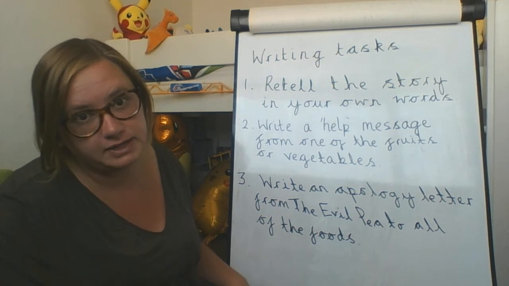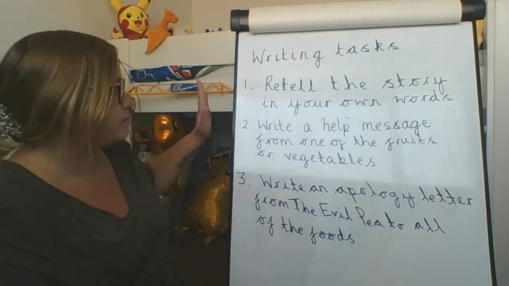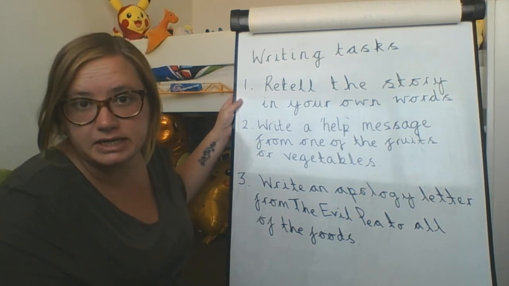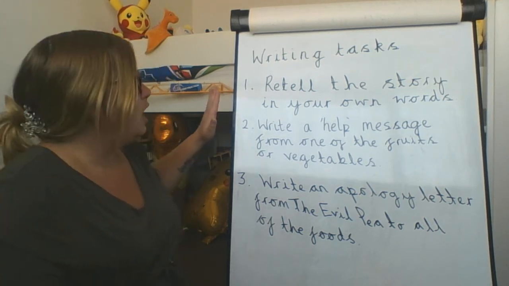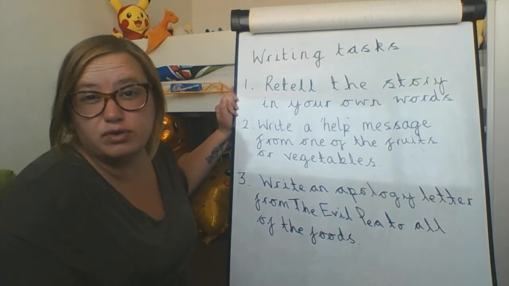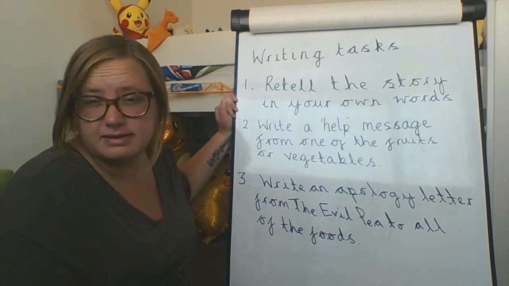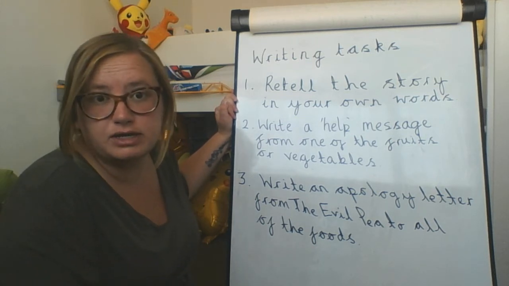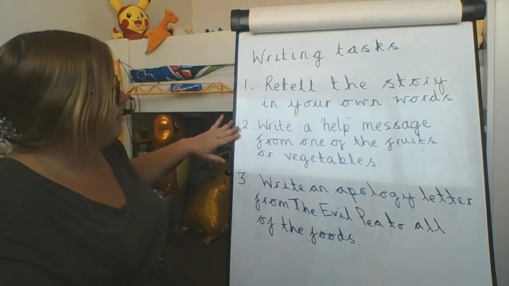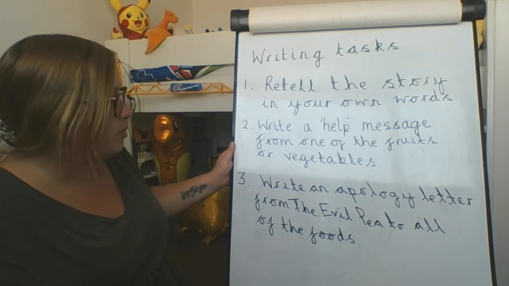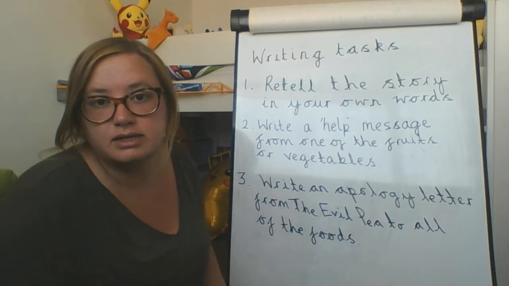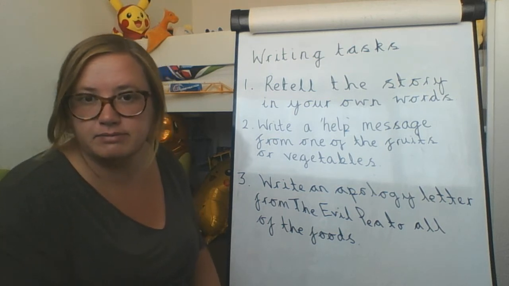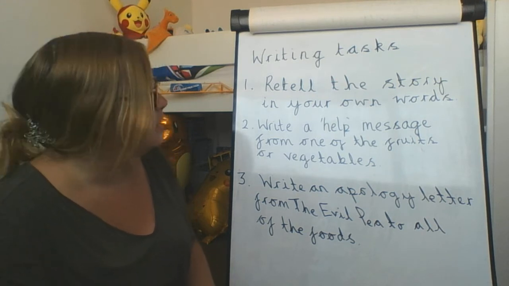So our writing activities for this week are to retell the story of Supertato Veggies Assemble in your own words. So making sure that you create your own sentences and use your own word knowledge and vocabulary choices to retell that story. Number 2 is to write a help message from one of the fruits or vegetables so that we can get a message of help, because the Evil Pea has put out this awful plan again.